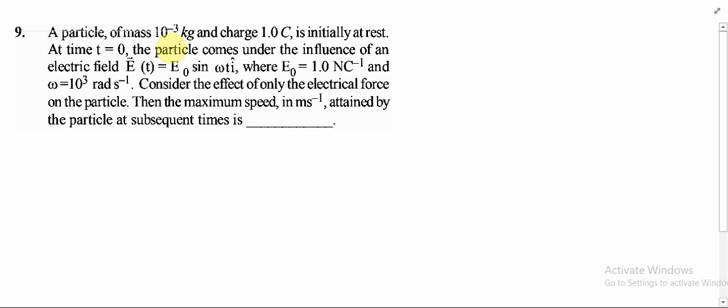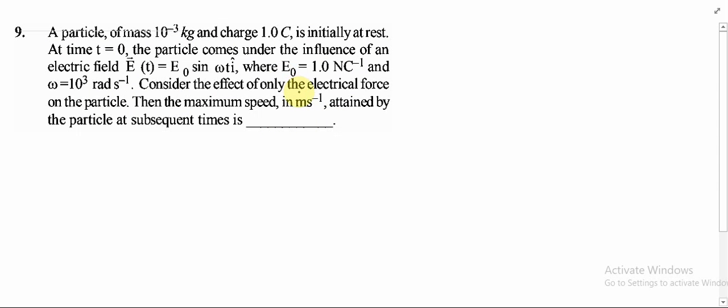A particle of mass 10^-3 kg and charge 1 coulomb is initially at rest. At time t = 0, the particle comes under the influence of an electric field E(t) = E0 sin(ωt) î, where E0 = 1 newton per coulomb and ω = 10^3 radian per second. Consider the effect of only the electrical force on the particle, then the maximum speed in meter per second attained by the particle at subsequent times is.